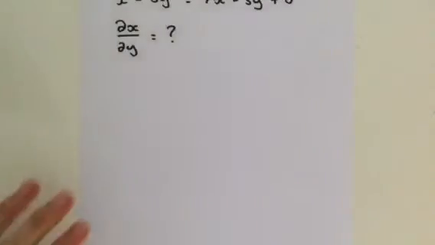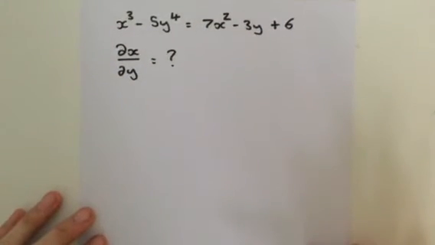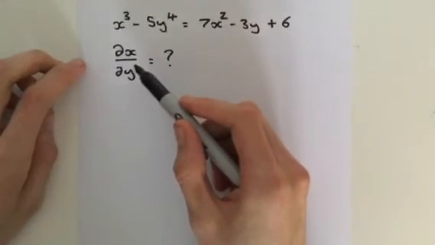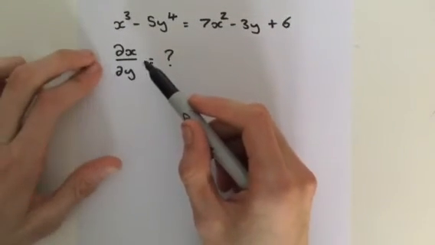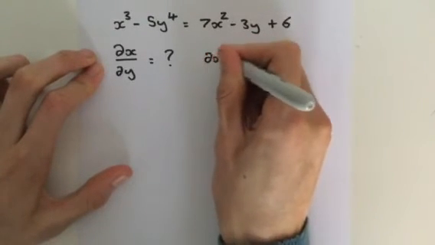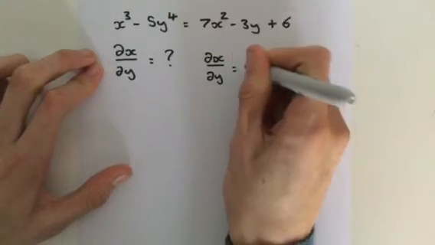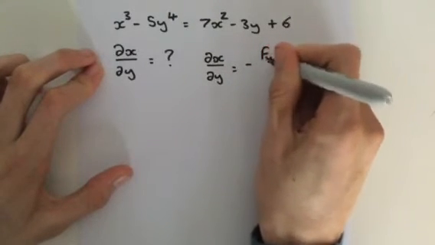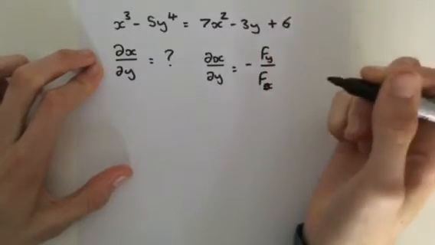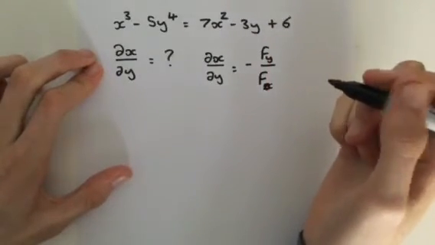So another slightly easier example is x cubed minus 5y to the 4 is equal to 7x squared minus 3y plus 6. And we want to find the partial of x with respect to y. Okay, so let's use the implicit function theorem first. We have dx by dy is equal to negative partial of f with respect to y, sorry, that's supposed to be an x, partial of f with respect to x.